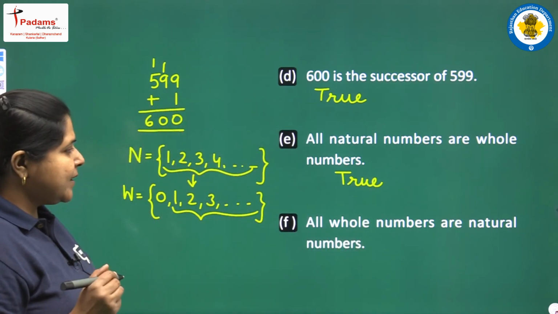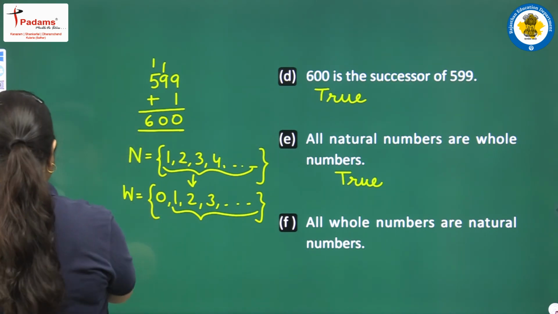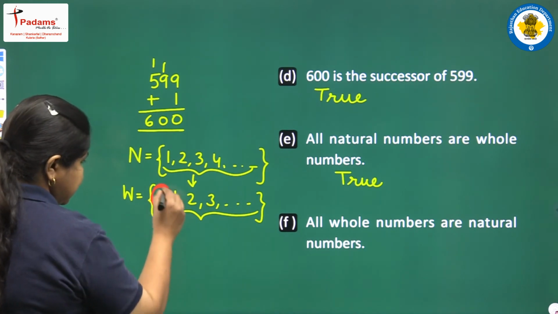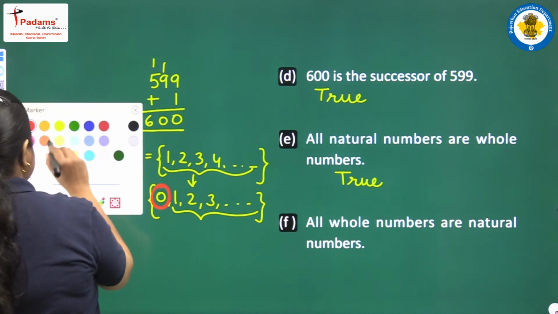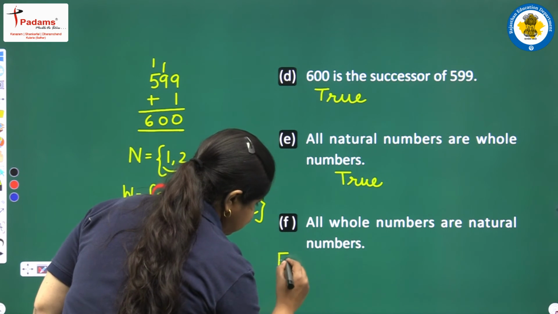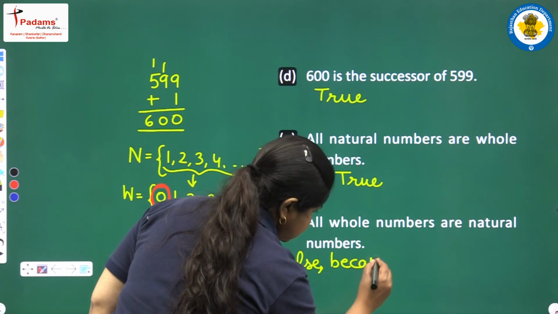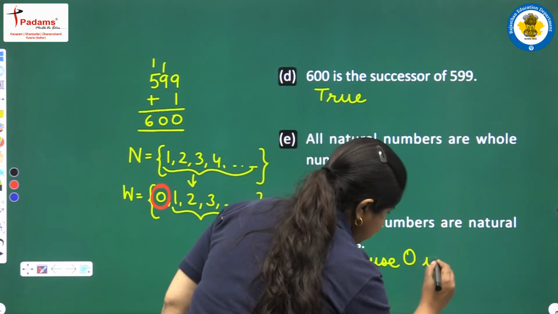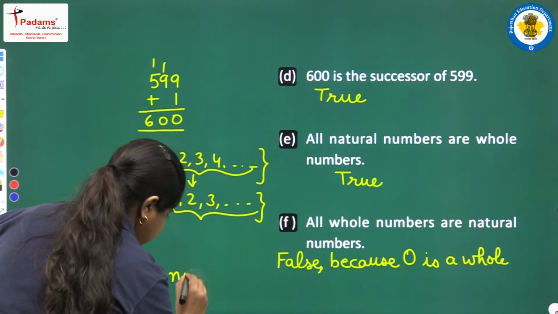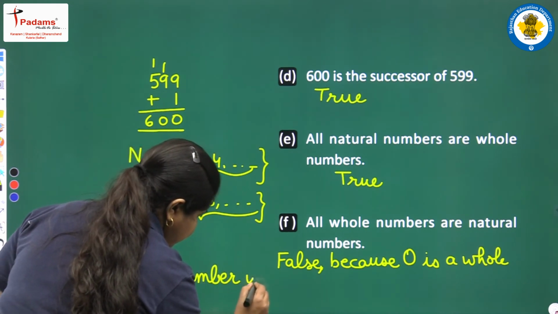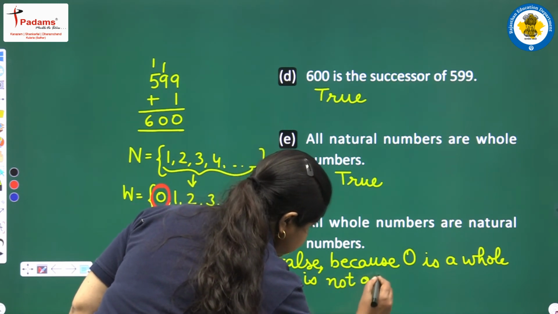Then, all whole numbers are natural numbers. Is it the case? No, because this particular whole number 0 is not a natural number. So, we can say that this is a false statement. Why? Because 0 is a whole number which is not a natural number.